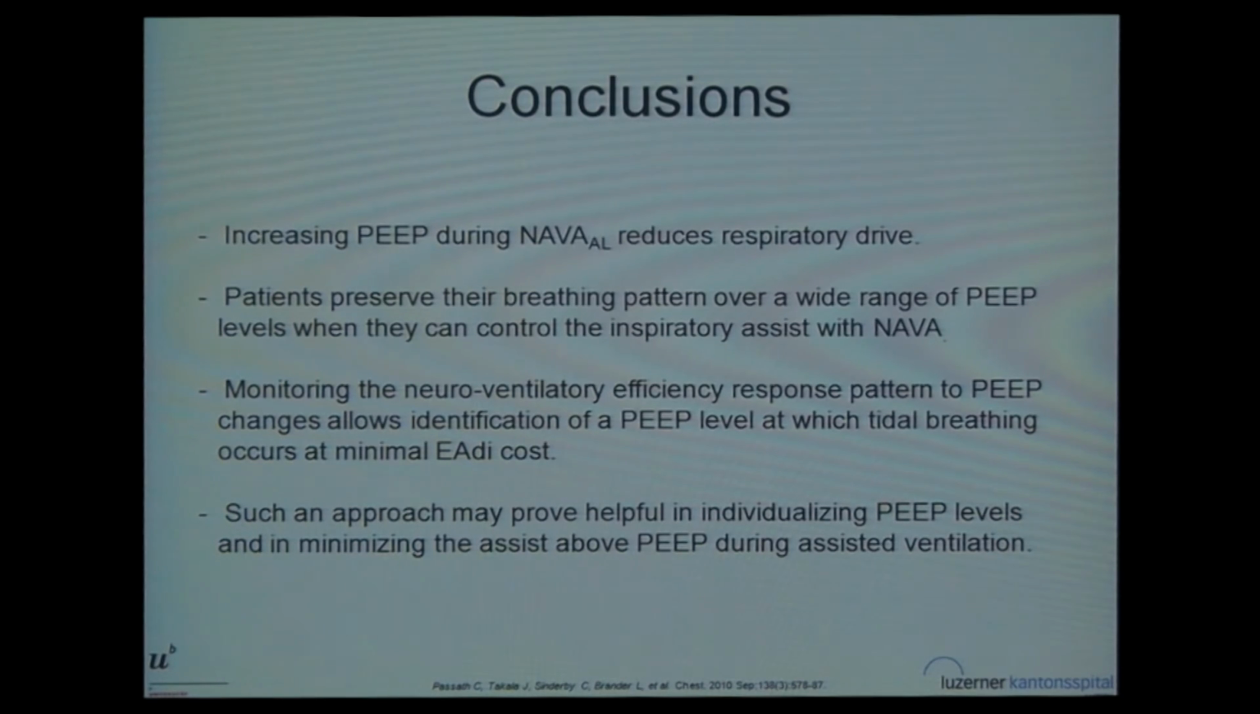We concluded that increasing PEEP during an adequate level of NAVA assist reduces respiratory drive in general for the entire group. The patients preserve their breathing pattern over a wide range of PEEP levels when they can control the inspiratory assist with NAVA. Monitoring the neuroventilatory efficiency response pattern to PEEP changes allows identification of a PEEP level at which tidal breathing occurs at minimal EIDI costs. Such an approach may prove helpful in individualizing PEEP levels and in minimizing the assist above PEEP during assisted ventilation.